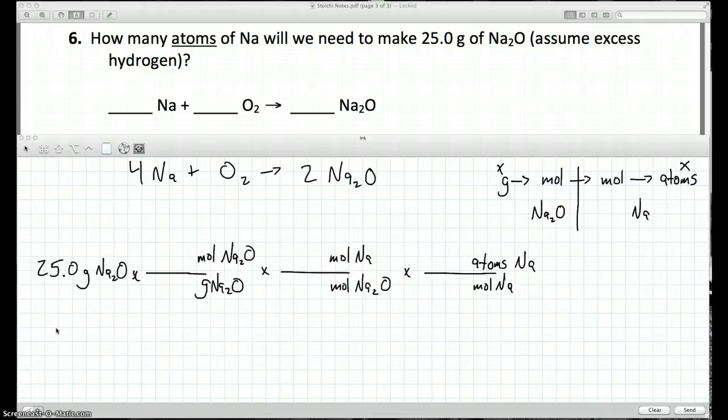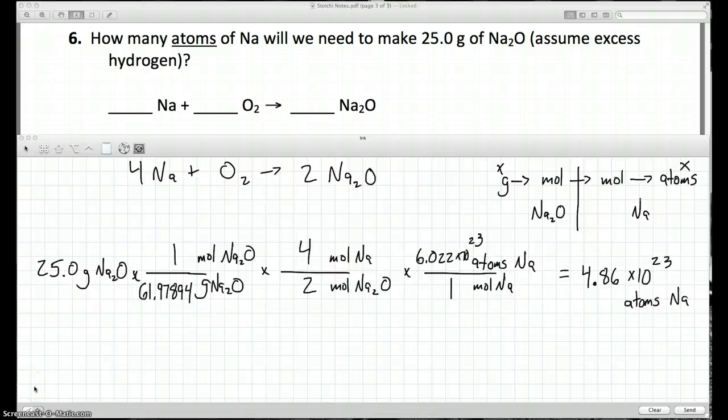I'm going to pause the video, and you should also pause the video. Finish this, and then you can check your answer. So when you're done and you have your final answer, unpause it, and you can check your answer against mine. Okay, there we have it. All the numbers filled in, and you should have gotten an answer of 4.86 times 10 to the 23 atoms of sodium.